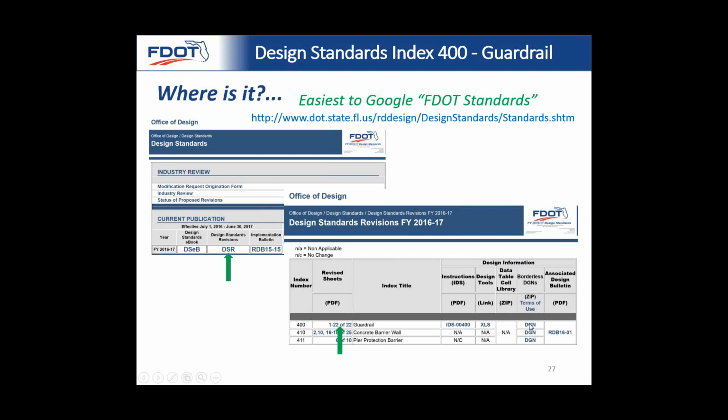And then we also have DGNs, which is like the CAD file for these drawings. So if you needed to make a project-specific change, you didn't have to sign and seal it if you made changes to our standards, but you can open the DGN and just make your changes, and at least you have something to start with. The associated Design Bulletin that gave the criteria for release is located right here. So it's all in the same area. We call that one-stop shopping.